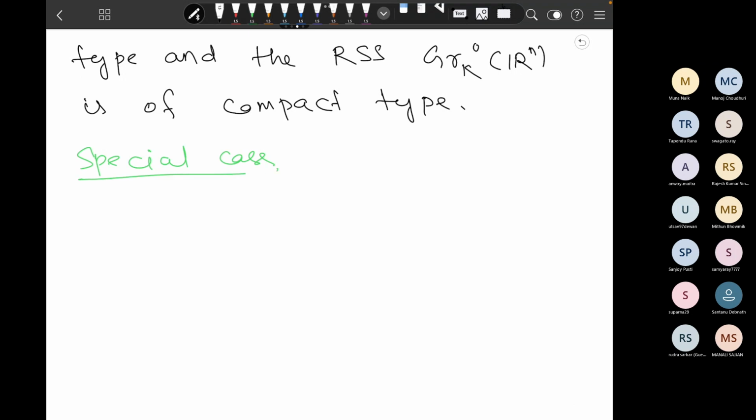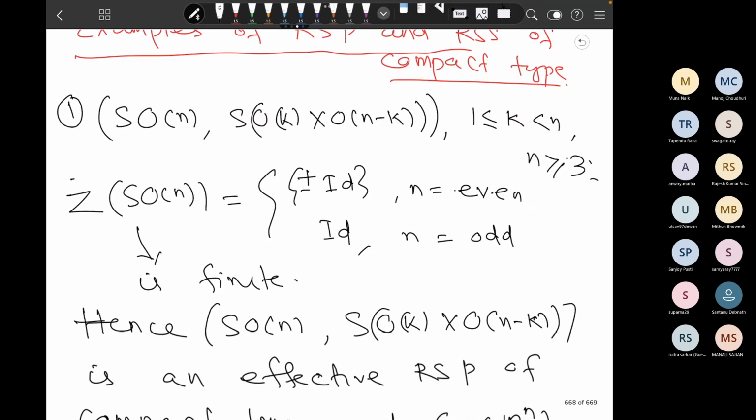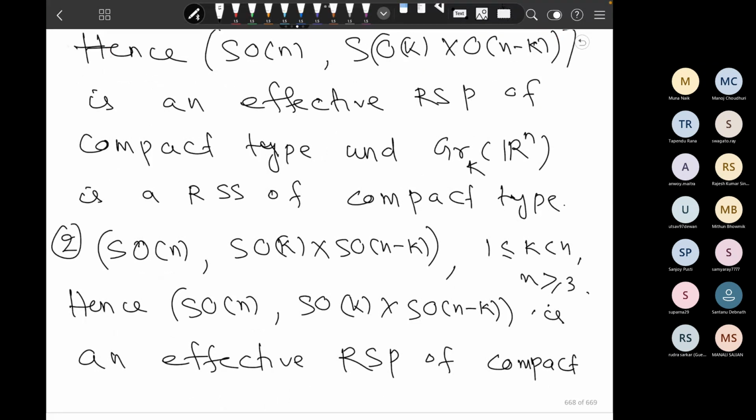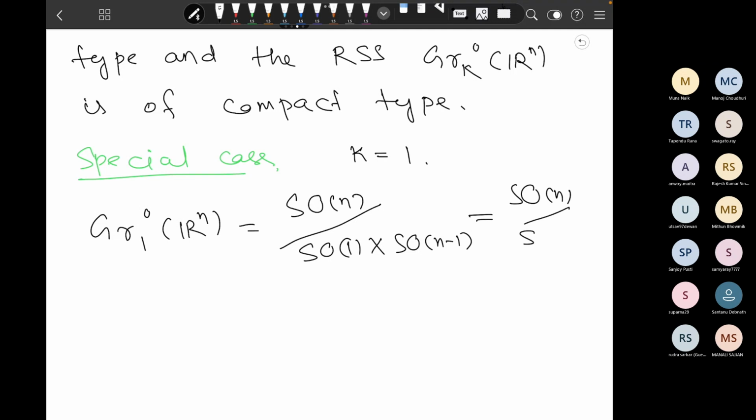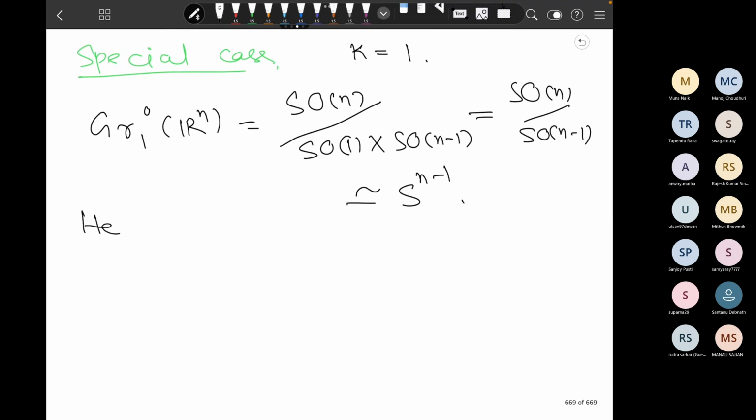Okay, so one special case. You take N and K equal to 1. So this oriented Gr_1(R^N), for K = 1, is really SO(N) mod SO(1) × SO(N−1), the same thing as SO(N) mod SO(N−1), and this is the same thing as S^(N−1). Hence S^(N−1) is an RSS of compact type.